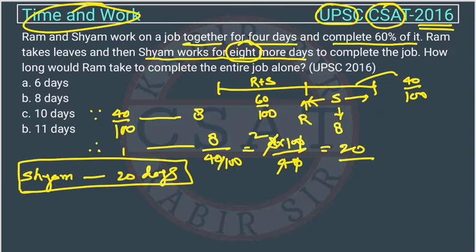Now, what is the question asking? The question is asking, how long would Ram take to complete the entire job alone? So the question is asking, if Ram is working alone, then in how many days can he complete it, right? So the one day work of Shyam will be how much?